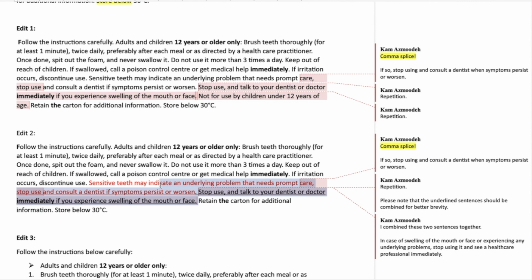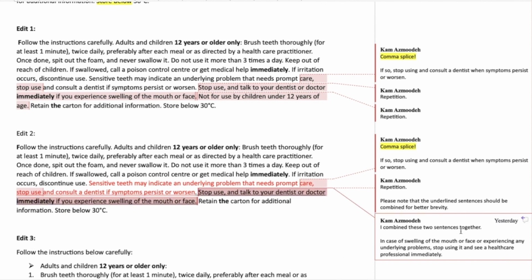So, in a sense, we are repeating ourselves. So what can we do? We can combine the sentences in this case. How? What is the alternative available to us? Take a look at this one. I combine these two sentences together. Which ones? The underlined ones. And I have one fresh new sentence for you guys to see.